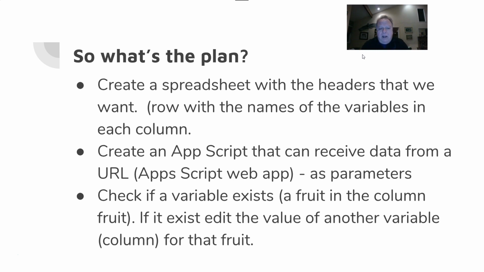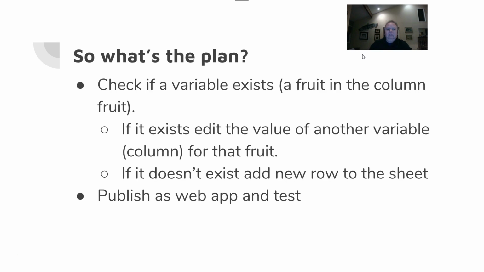Then we are going to create an Apps Script that can receive data from a URL, the Apps Script web app that Google is going to provide us, as parameters. And we are going to check if a variable exists and do something with that. So if a fruit exists in the column fruit, edit its value in the other column. And if it doesn't, add a new row to that sheet. And once we finish that little script, we are going to publish that as a web app and test it.